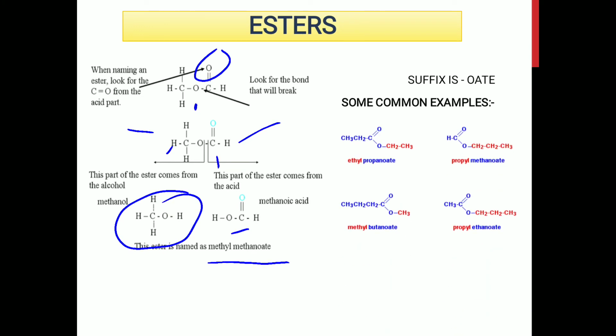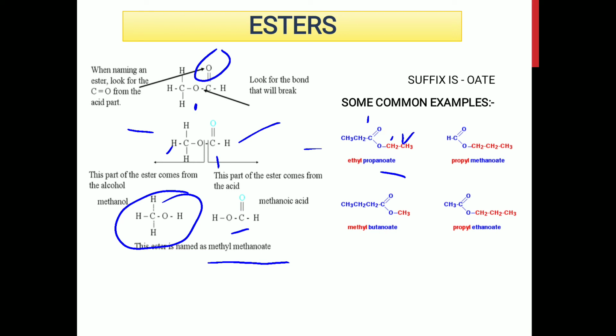If you see the first one, it is ethyl propanoate. If you count the carbons on either side of this particular oxygen, 2 carbons are present on the right side, and on the left side 1, 2 and 3 carbons are present. So for 2 carbons the name is ethyl, and for 3 carbons the name is propane, and for the ester group the suffix is oate, so it becomes ethyl propanoate.